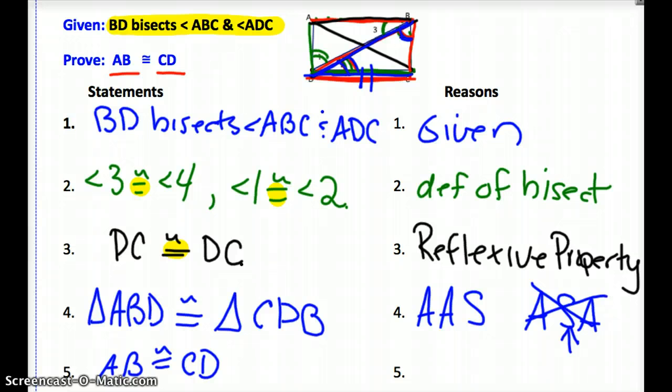All right, so now if you have triangles congruent, then the parts, the sides are parts, so you're going to use corresponding parts of congruent triangles are congruent. All right, so a little more challenging proofs this time around.